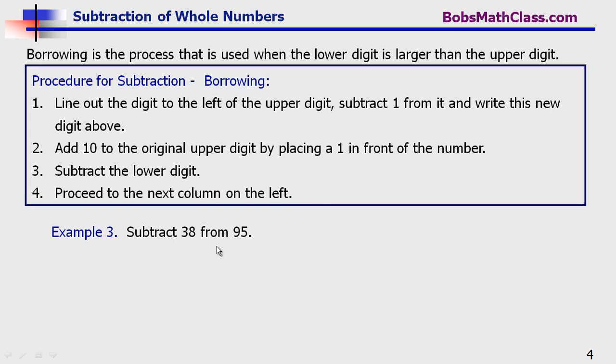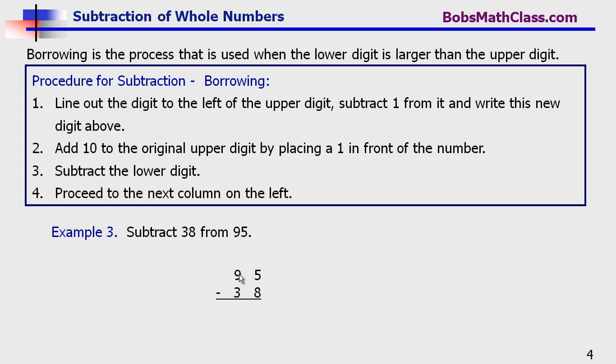Okay, let's look at some examples. Subtract 38 from 95. Remember to put the second number first or on top. Now here the lower digit is an 8, the upper digit is a 5. We cannot subtract 8 from 5. That means we need to borrow. So we're going to line out the digit to the left of the upper digit. So to the left would be the 9.